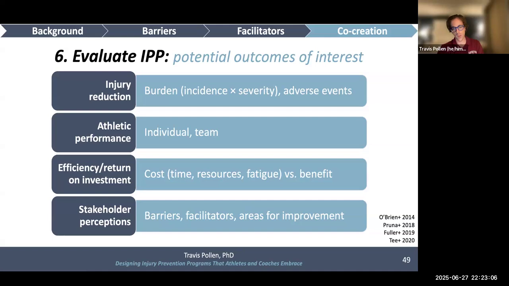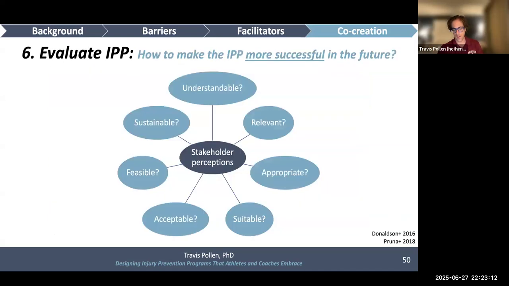And finally, we can ask the stakeholders what they felt about this. So what were the barriers and facilitators and areas of improvement for them? And here I have a bunch of ways that we can ask those questions. So what we're trying to do here is figure out how we can make the program even more successful in the future. So we're going to engage with our stakeholders once again and just see how it was for them, both physically, but as well psychologically, socially, and financially.